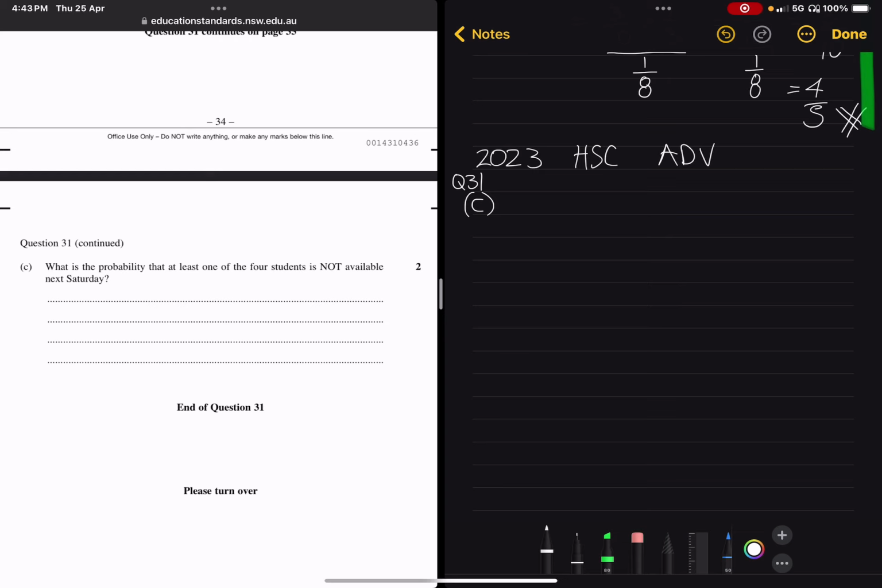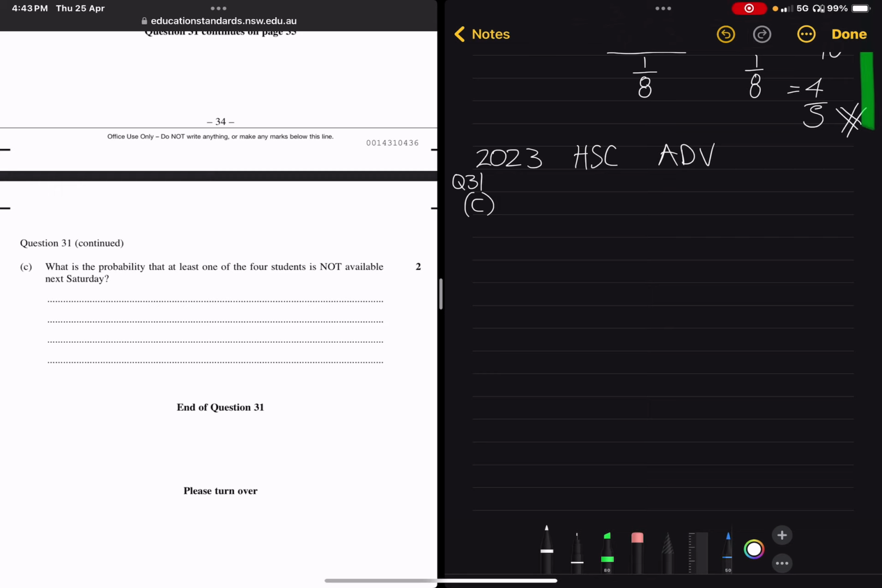What is the probability that at least one of the 4 students is not available next Saturday? Okay, so at least one of the 4 students not available. This is the same as 1 minus the probability that they are all available. Because if you think of 1 not being available, there's 4 ways that could happen. If you think of 2 not being available, there's a few ways that could happen. 3 not being available, there's a few ways, and there's 1 way all of them could not be available. So at least 1 includes all of those outcomes. In fact, the only outcome not included is the one where they're all available.